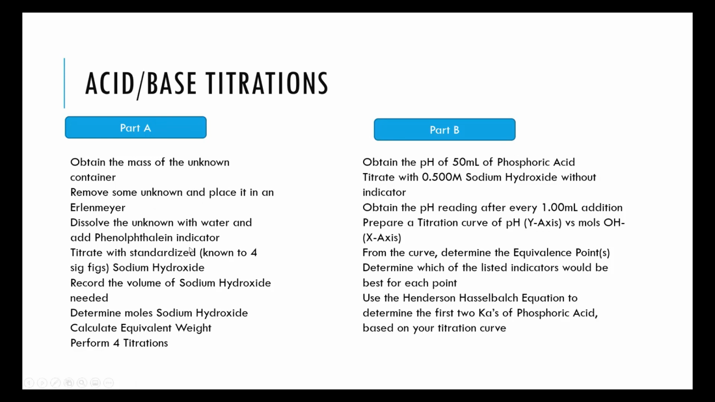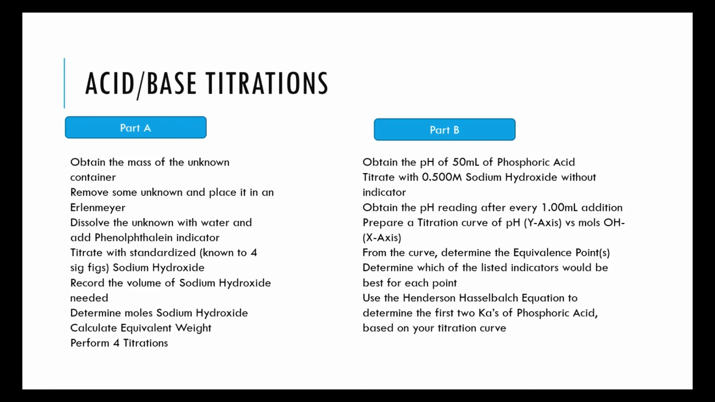So you'll obtain the mass of your sample, dissolve that in water, and titrate that with sodium hydroxide, a very standardized and precise concentration of sodium hydroxide, and use that to determine the equivalent weight of 4 different titrations and then obtain the average. The second part of the experiment looks at preparing that titration curve.